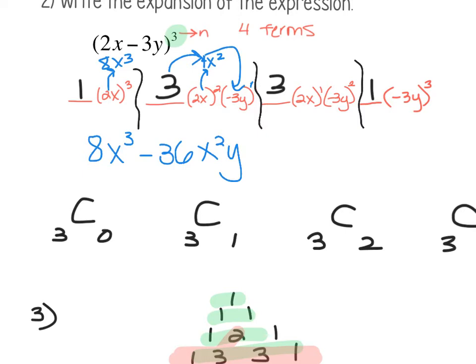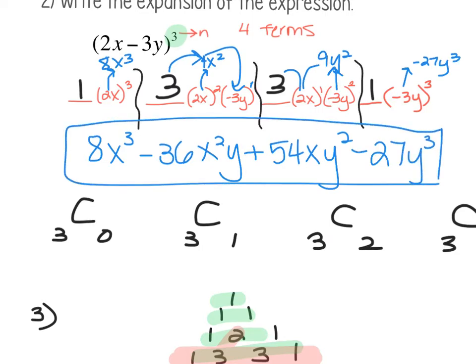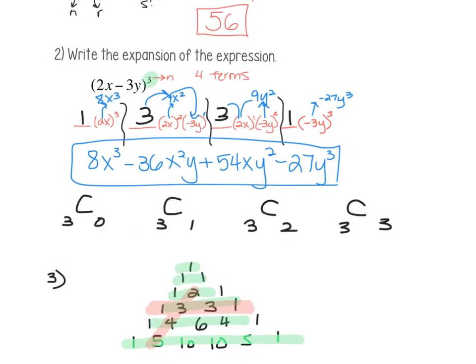Then I go to the next term. This time I'm squaring negative 3y, so that's 9y squared. 3 times 2 is 6. 6 times 9 is positive 54, x to the 1st, y to the 2nd. And then the last one, negative 3y to the 3rd, would be negative 27y to the 3rd times a positive 1, which is negative 27y to the 3rd. That's your expansion of your expression.